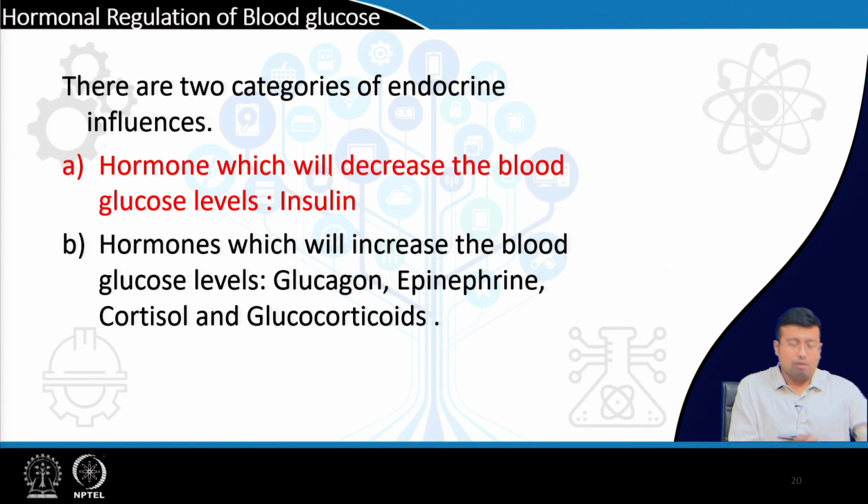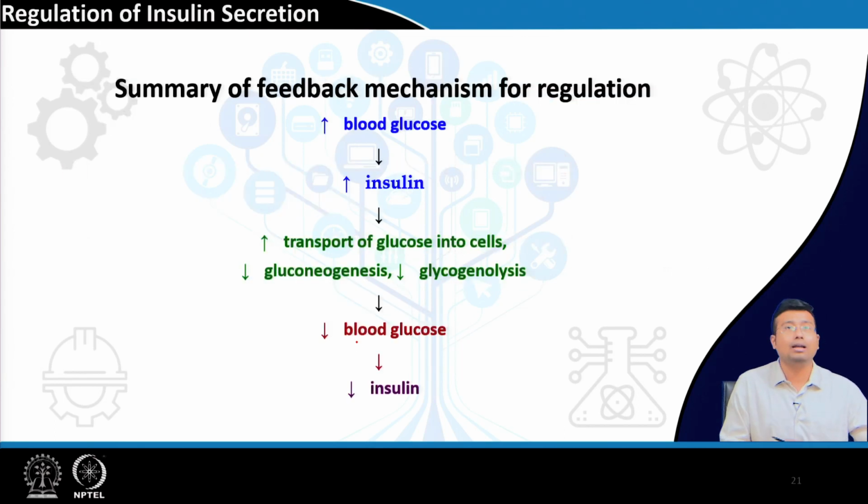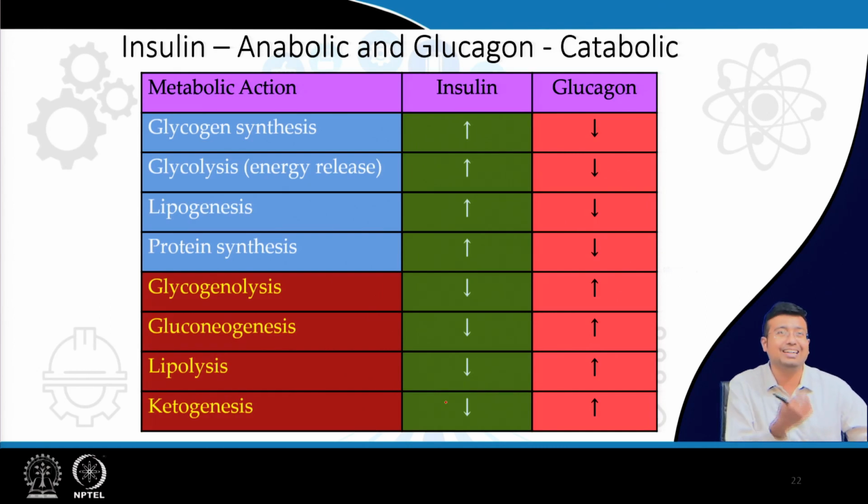So, now in the next few slides we will summarize the action of hormones by which the blood glucose level is altered, okay. There is only one hormone that will decrease the blood glucose level, but there are multiple hormones that will increase the blood glucose level. So, glucagon, epinephrine, cortisol and glucocorticoid, they will all help in increasing blood glucose. This is the summary. When blood glucose is high, insulin level goes up. Insulin helps in internalization of glucose and thus the blood glucose goes down, and then insulin is lowered, the insulin signaling is lowered.